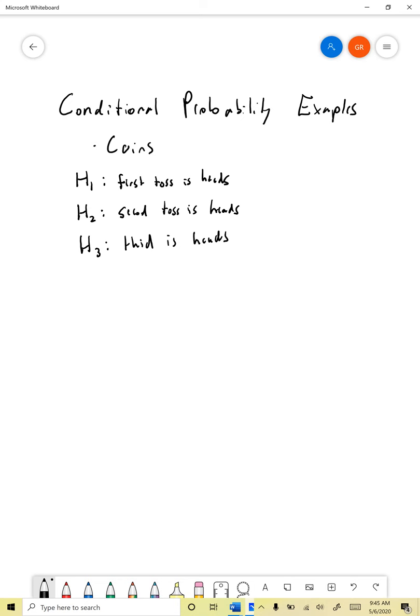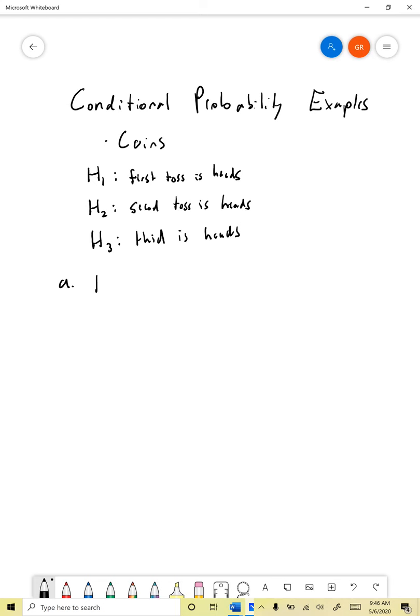Now, we're given that the coin is a fair coin, so the probability of each toss landing heads is 1/2, and the tosses are independent of one another. Learning that the first toss goes heads doesn't tell me anything about whether the second toss is going to go heads or tails. So we're assuming fairness and independence in our probabilities. The first question that we're asked is, what is the probability that we would get 3 heads?